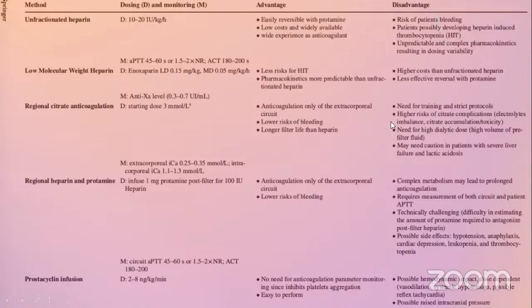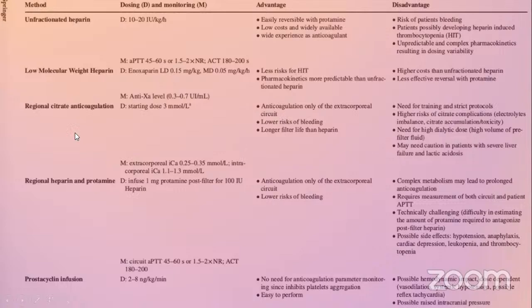The main disadvantage is that we need strict protocols for management and monitoring of citrate levels and of the ionic calcium, in the extracorporeal as well as intracorporeal circuits. Because a large amount of PBP will be added into the blood, one has to increase the dialysate dose to increase the clearance, if you are considering using regional citrate anticoagulation.